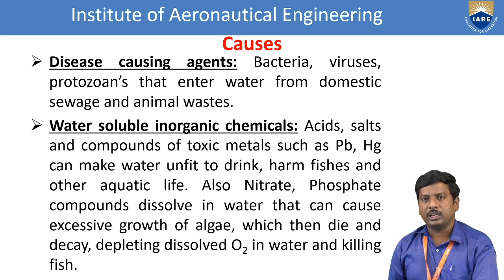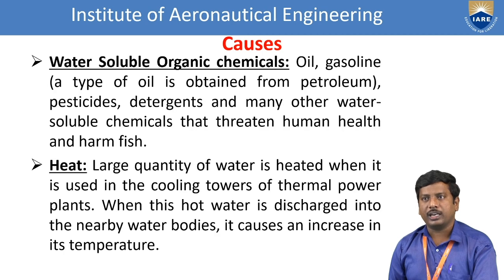Killing fish and other living organisms. So, water soluble organic chemicals: oil, gasoline. A type of oil obtained from petroleum is gasoline. Pesticides, detergents, and many other water soluble chemicals threaten human health and harm fish. And the final one, heat.